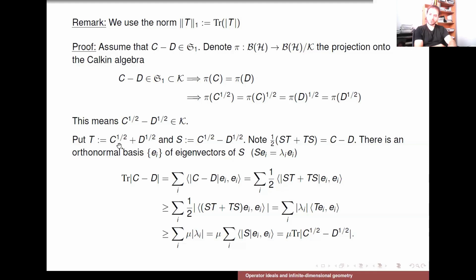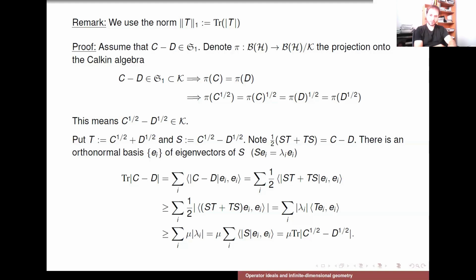Now we put T to the sum of these square roots and S to the difference. So we note this identity here between the anticommutator, here is a half, and C minus D. Since S is now compact, we take an orthonormal basis of eigenvectors. We denote them as follows. So we compute here the trace of the modulus of C minus D. We use the identity here.